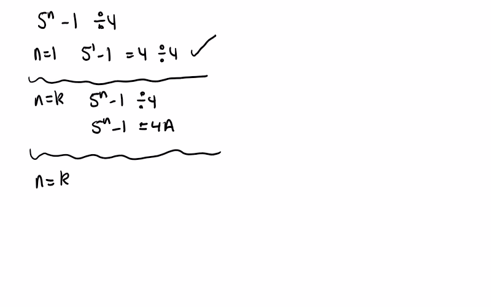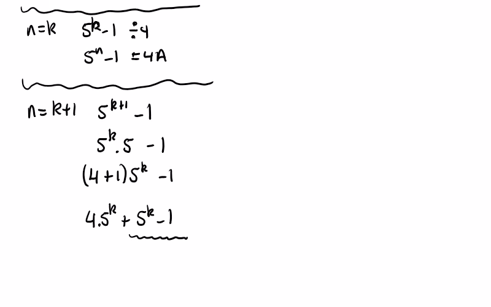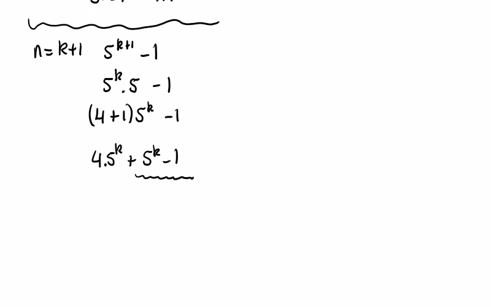n is equal to k plus 1. So we get 5 to the power of k plus 1 minus 1. Same as the last question, 5 to the power of k by 5 minus 1. This 5 can be written as 4 plus 1 times 5 to the power of k. So we can say that's 4 times 5 to the power of k plus 5 to the power of k minus 1, which should be our assumption. It is. If I had written k instead of n, let me just go back up and change that. So we have 4 times 5 to the power of k.